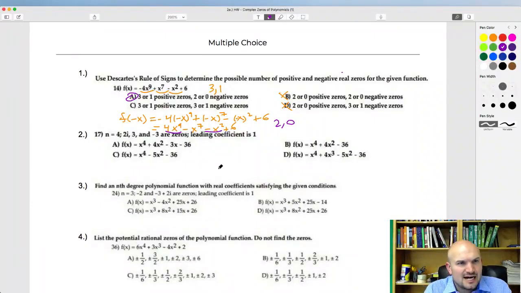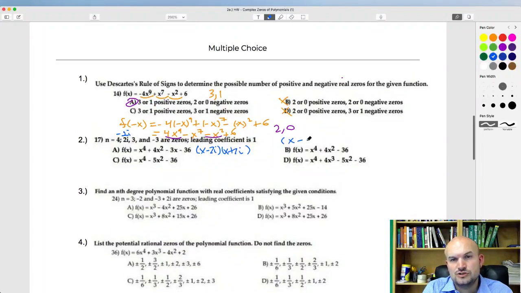The next one says, given a degree of 4 and zeros 2i, 3, and negative 3, find the leading coefficient. Again, remember, if x equals 2i is a zero, then x equals negative 2i is also a zero. I'm going to get into writing the factors really quickly here. The factors then are x minus 2i and x plus 2i. For 3 and negative 3, it's going to be x minus 3 and x plus 3. Shoot.